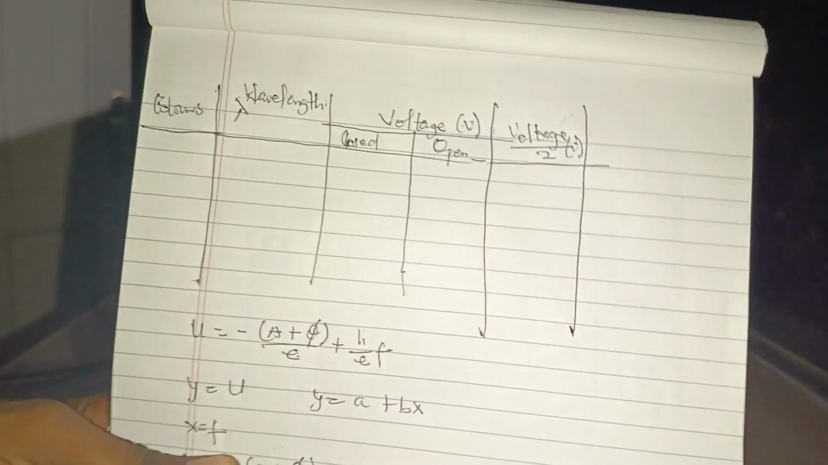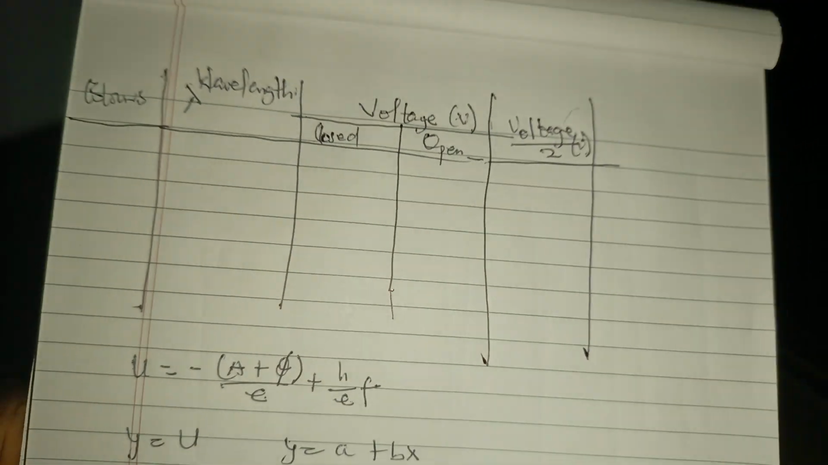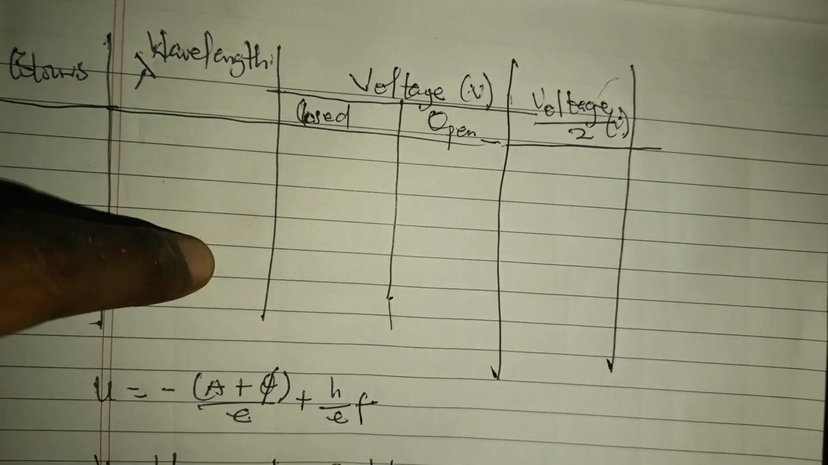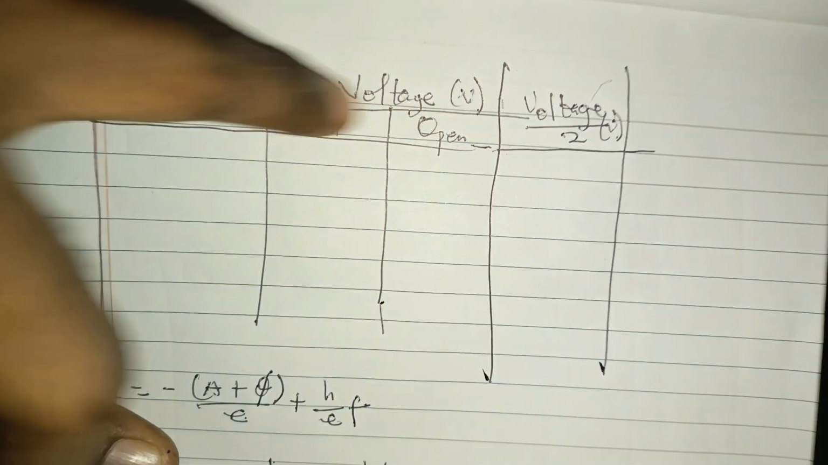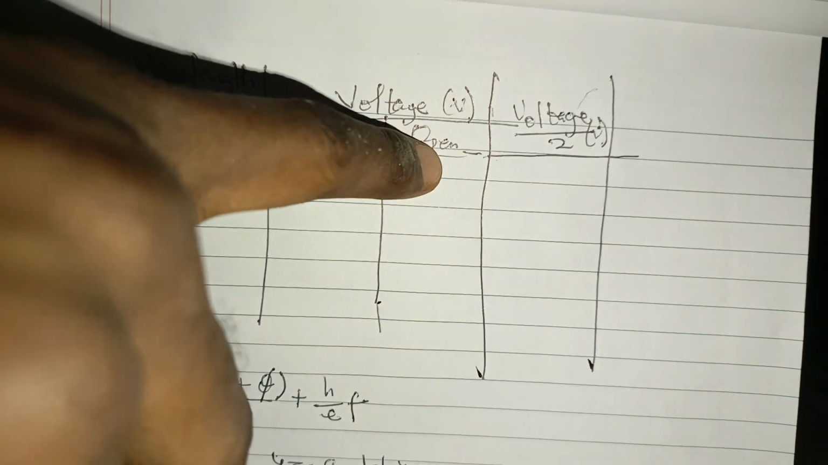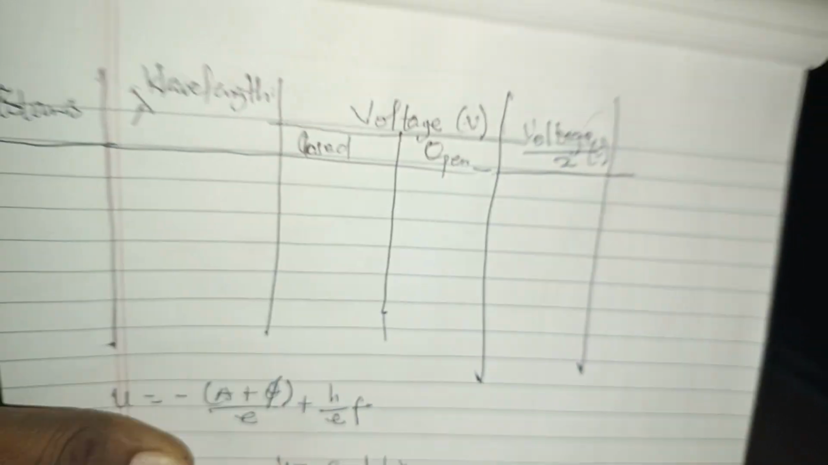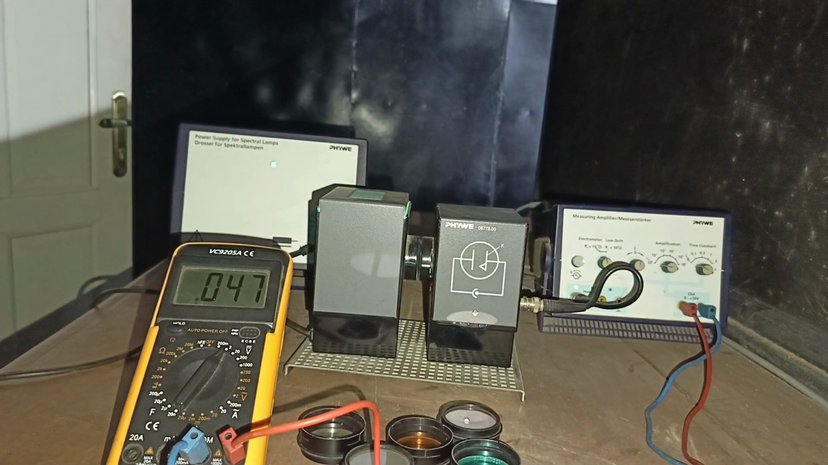So the first thing we do is we have a table like this. We have the colors and the wavelength here. We can have the voltage. The voltage is in two folds, closed and then open. And then we find the average of the two voltages, closed and open, where the unit is volts.